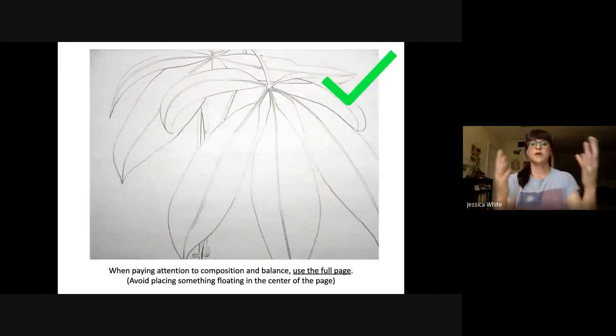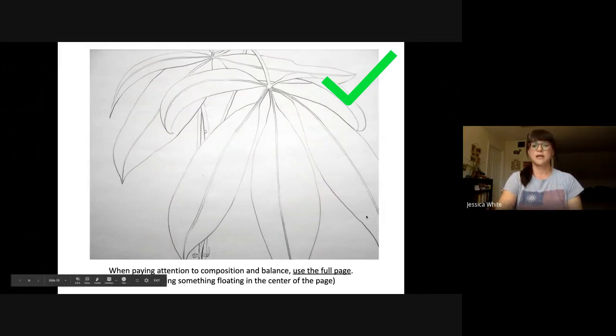But if you fill up the whole page and pay attention to these interesting shapes, even the positive and negative shapes, and breaking up these edges as well, that kind of brings it to life and makes it a much more interesting image.